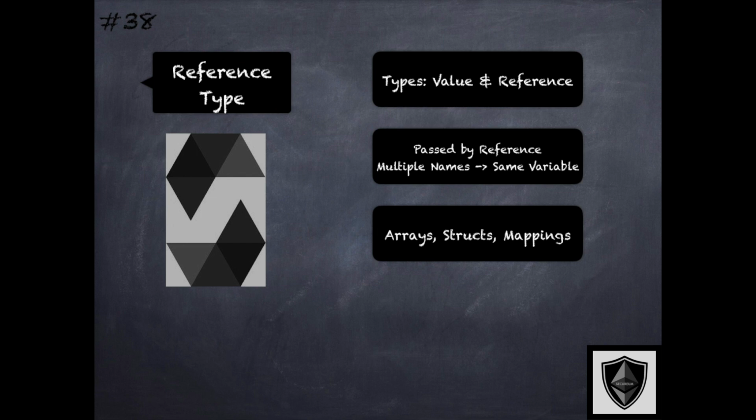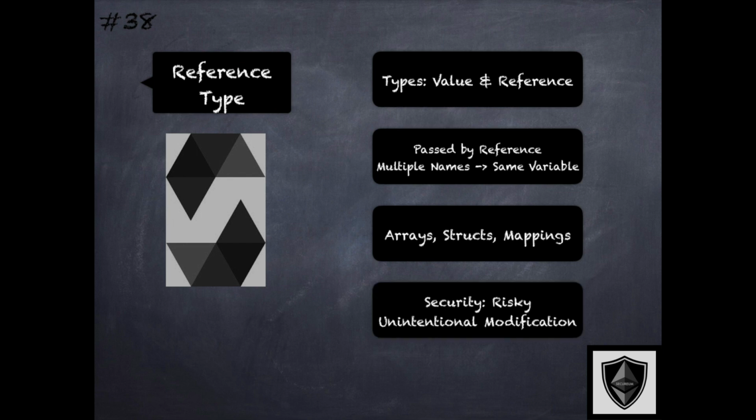But for now, again, from a security perspective, the reference types can perhaps be considered a little riskier than value types because now you have multiple, different names, all pointing to the same underlying variable. And this could, in some situations, lead to unintentional modification of the underlying state if the developer does not realize that this is really a reference variable and a different name that is being used for the same underlying variable.